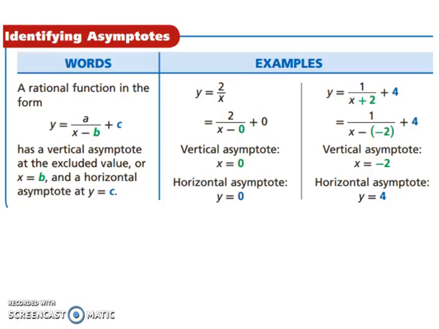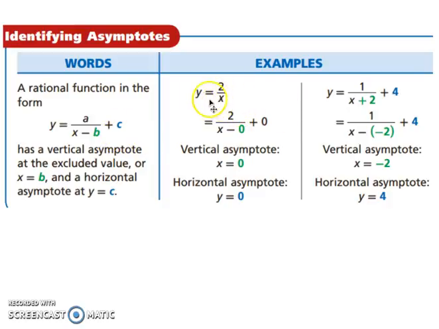So now let's take a more formal look at identifying the asymptotes. A rational function in the form of y equals a divided by the quantity x minus b, plus c, has a vertical asymptote at the excluded value. So whatever value is going to make the denominator 0 is your excluded value. And a horizontal asymptote at whatever this c value is. If it was 400, you would have an asymptote at 400.